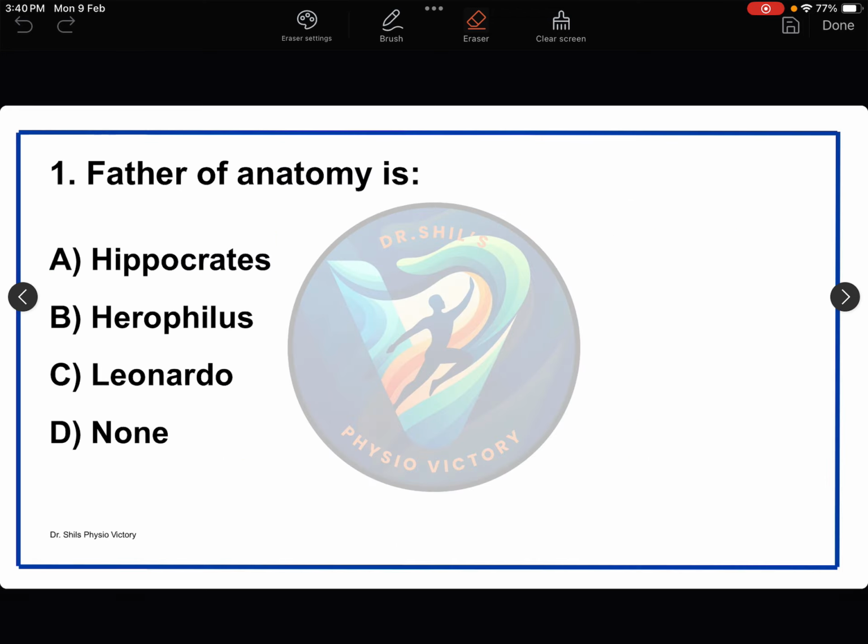Let's start. Today's first question is father of anatomy is option A Hippocrates, option B Herophilus, option C Leonardo, option D none. Here the correct answer is option B Herophilus. Herophilus is known as the father of anatomy. He was the first person to perform systemic human dissections.